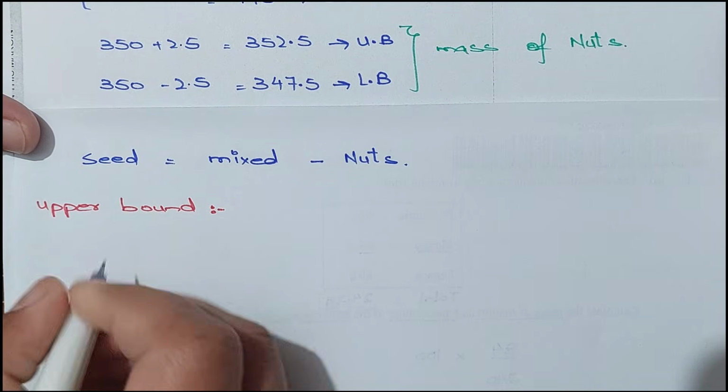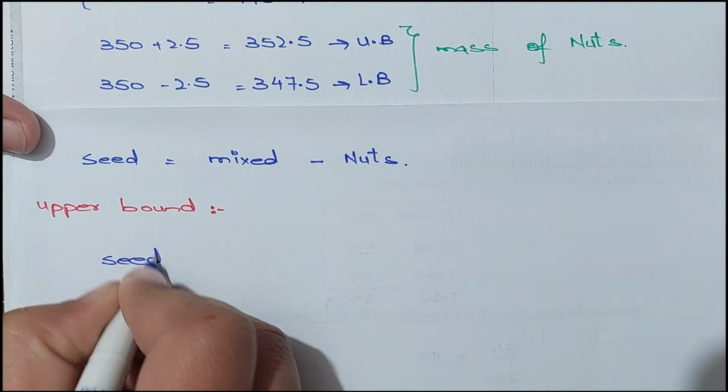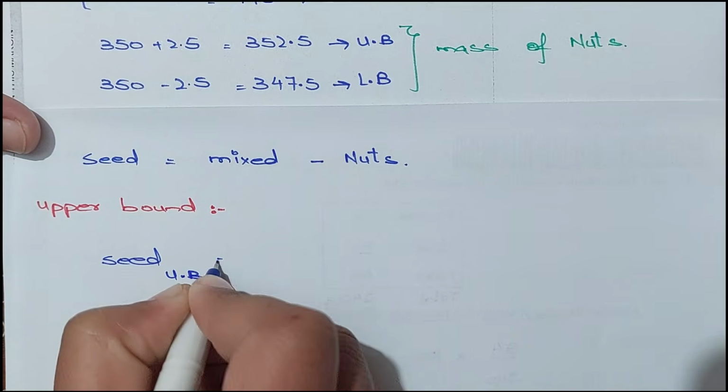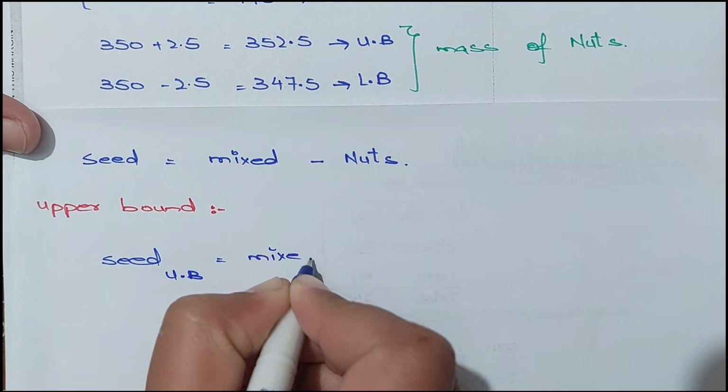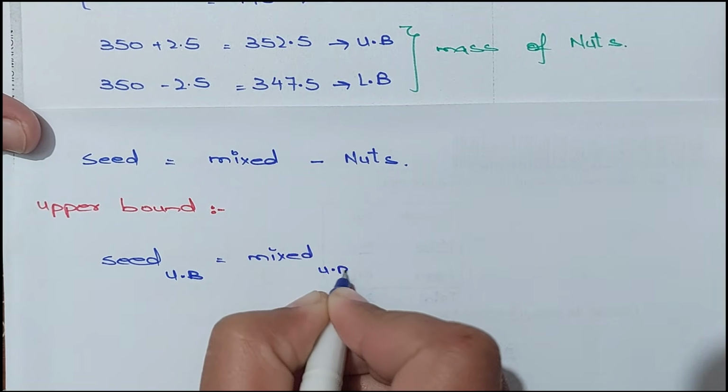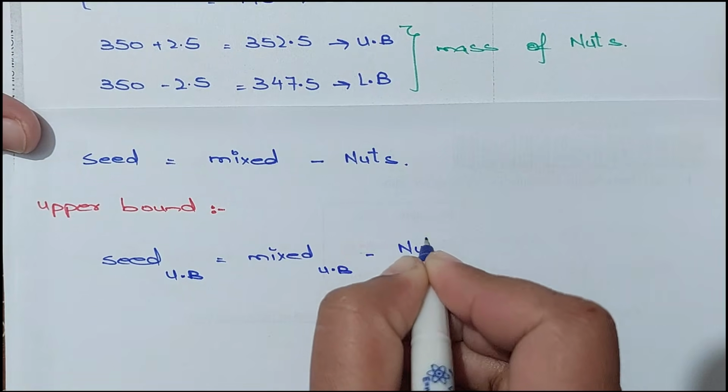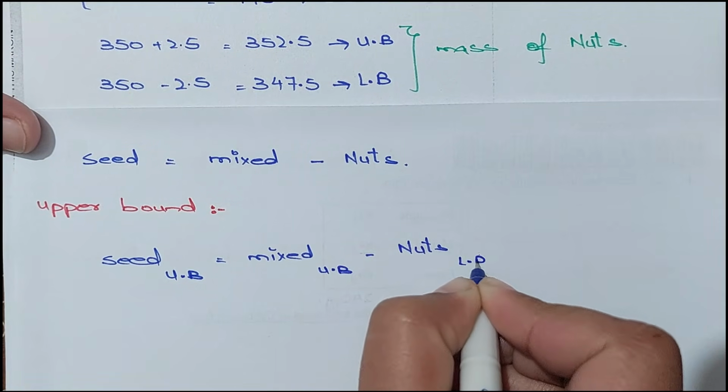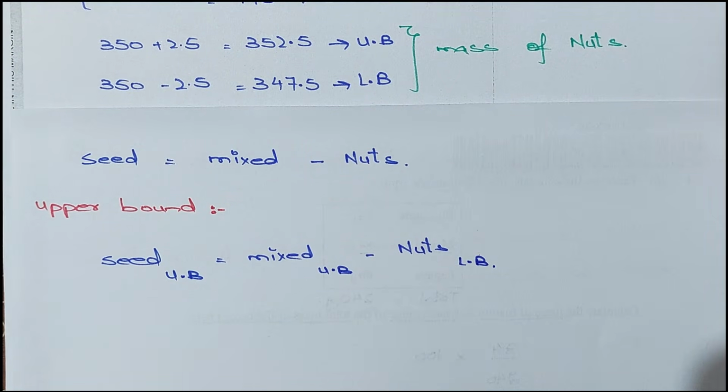So for the upper bound, the mass of seeds equals the mixed mass, where you have to use the upper bound, subtract the nuts, where you have to use the lower bound. Whenever we are dealing with the upper and the lower bounds in a difference, for the upper bound the first quantity would be upper and the next would be lower. For the lower bound, the first is lower and the second should be upper.